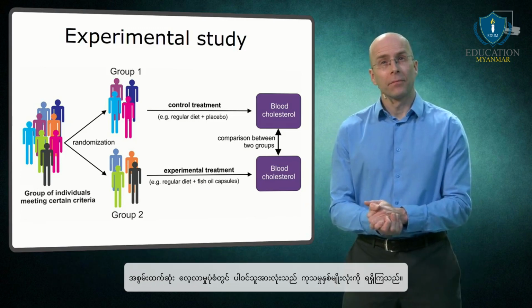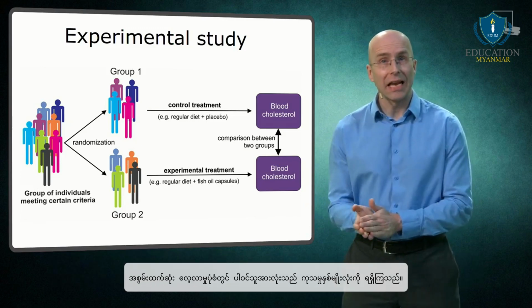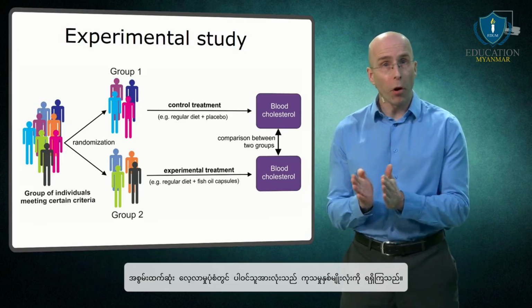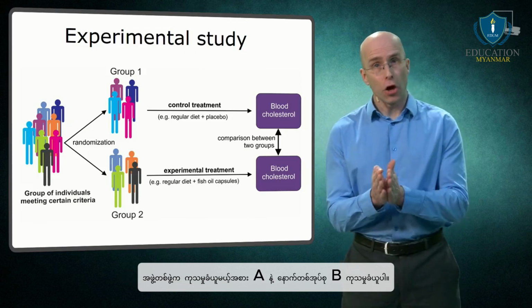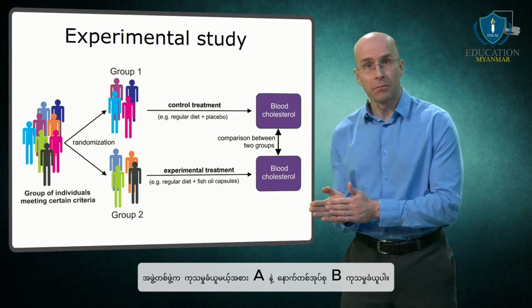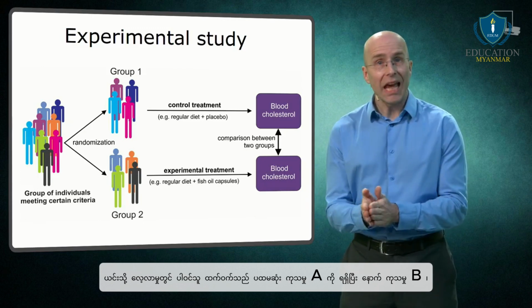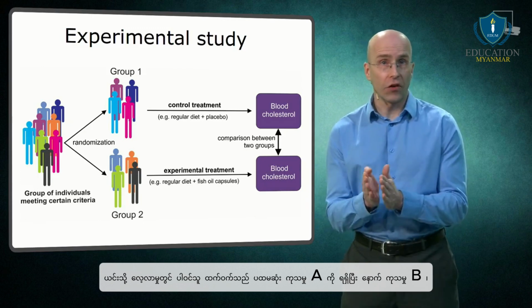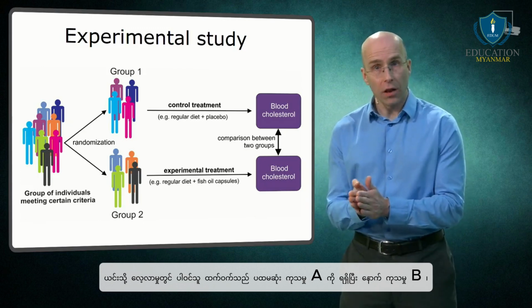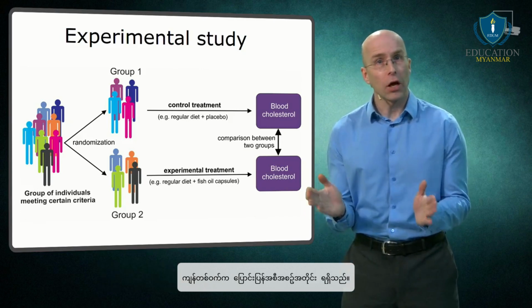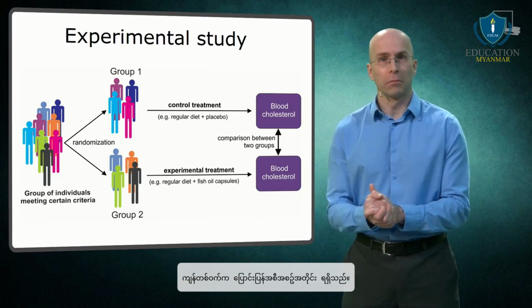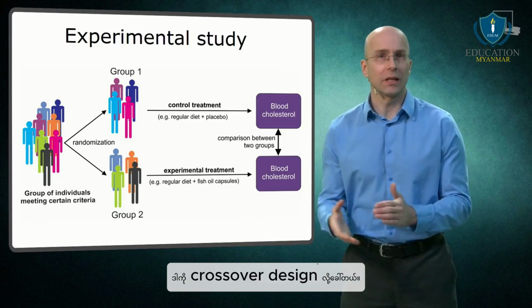In the most powerful study design, all participants get both types of treatment, instead of one group getting treatment A and another group treatment B. In such a study, half of the participants first gets treatment A, followed by treatment B with some time in between. And the other half gets it in the reverse order. And this is called a crossover design.